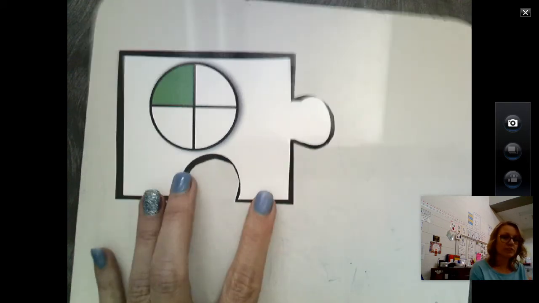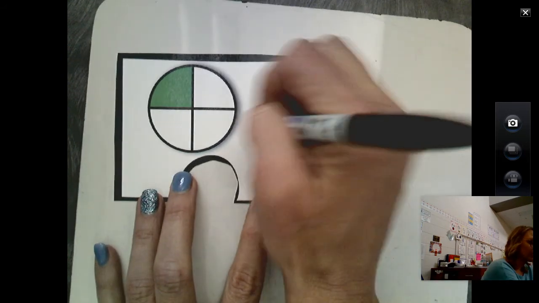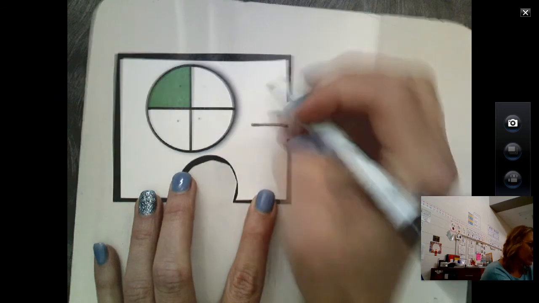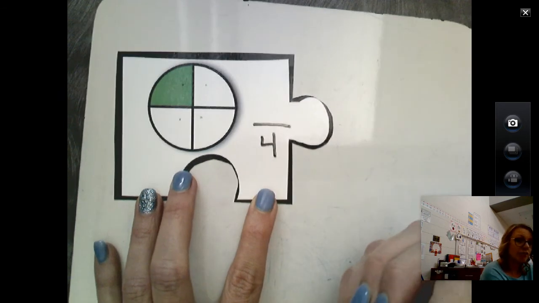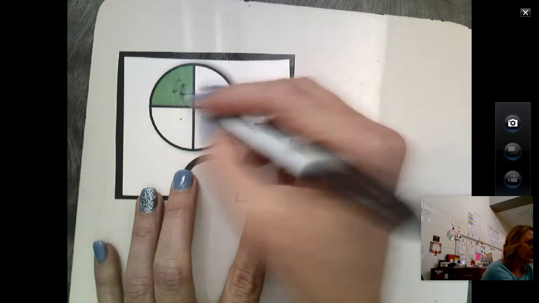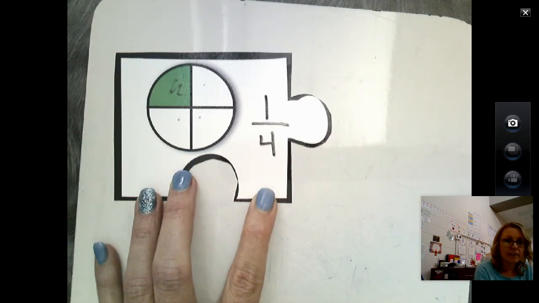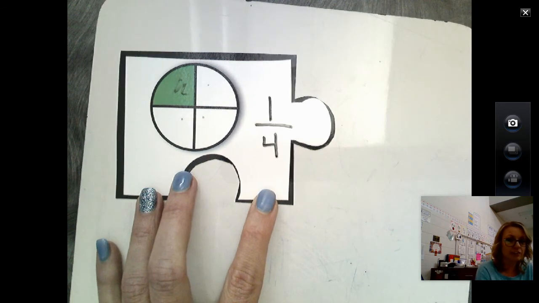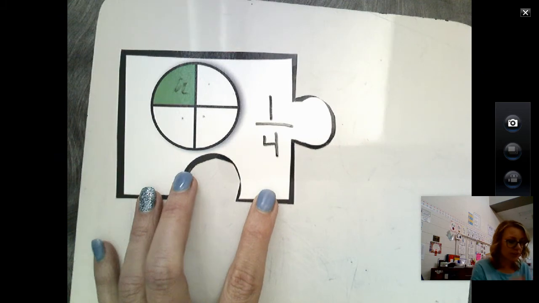Okay, boys and girls, if you looked at it, you found your total number of pieces for your bottom number. 1, 2, 3, 4. It was divided into fourths. And then your green parts, you had 1 green part. So 1/4 of your shape was green. Good job. Give yourself a celebration if you had it. Woohoo!